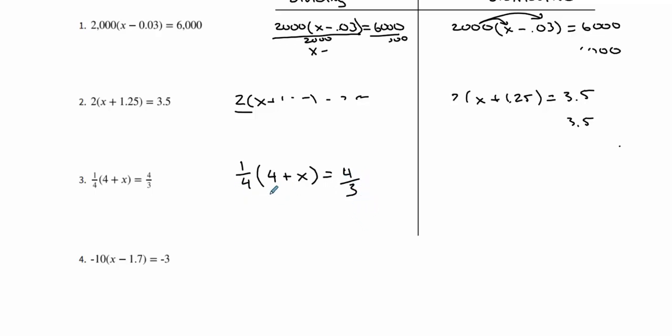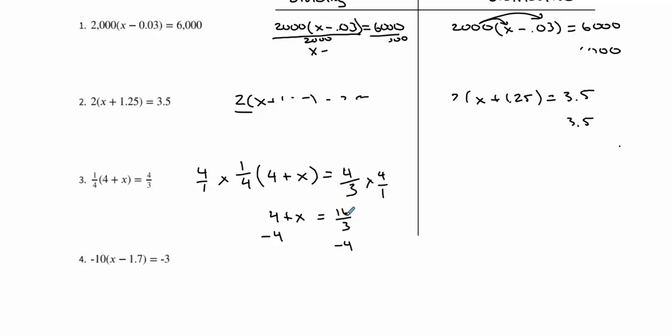So I'm going to use my division here. I'm going to divide by 1/4, but remember when I divide by a fraction, if I divide by 1/4, I'm really multiplying by the reciprocal. So I'm going to multiply by 4/1 here. So now I end up with 4 plus x is equal to 16/3. So I'm going to subtract 4 and subtract 4.